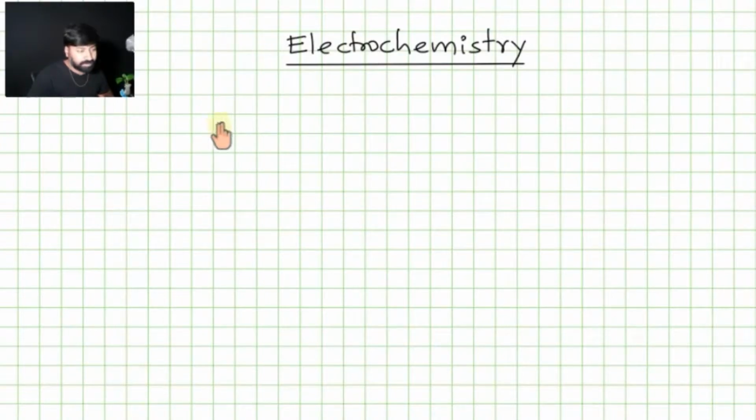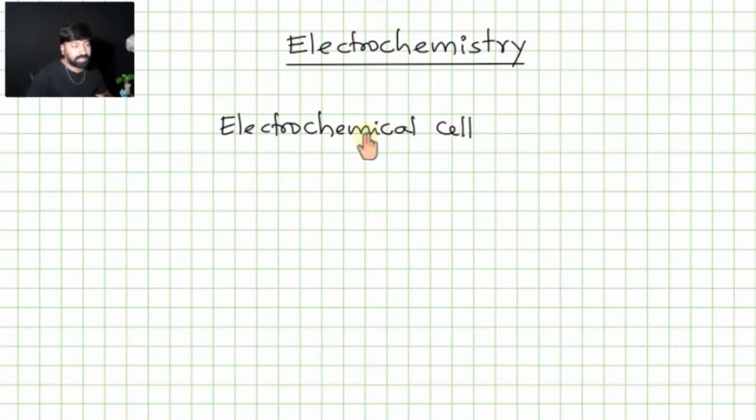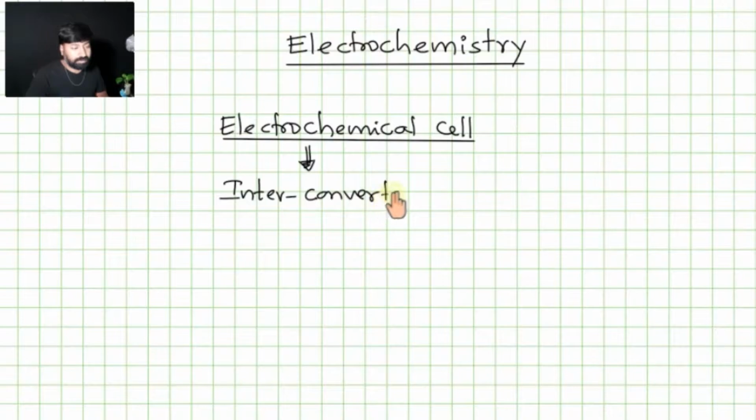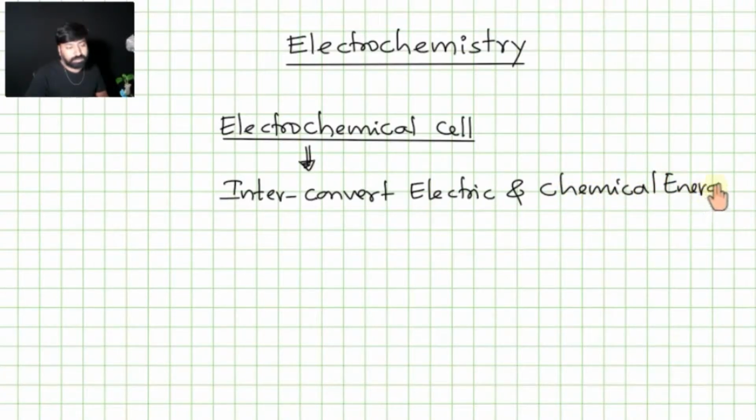Okay, so let me tell you something very interesting here. Electrochemical cell. Okay, this is a device. This electrochemical cell is a device which interconverts electric energy and chemical energy. So as I am mentioning, electric to chemical energy or chemical to electric energy may take place, and depending on that factor, there are two types of main cells, or main devices.